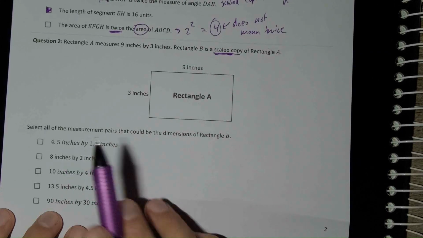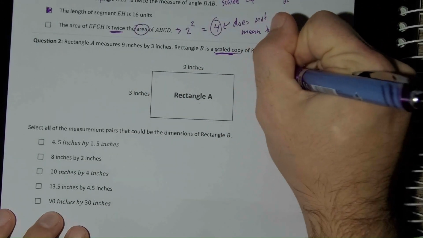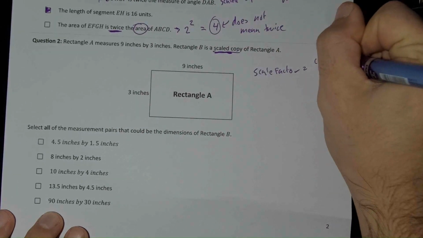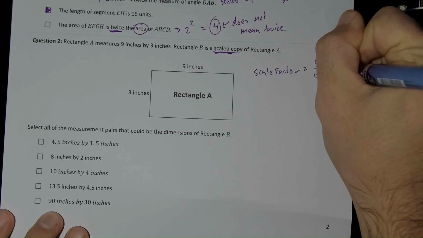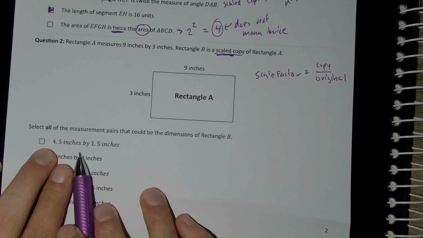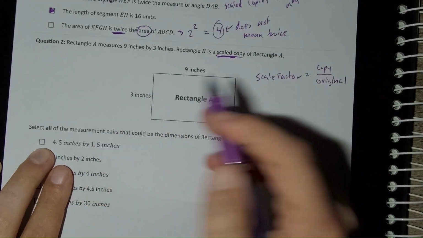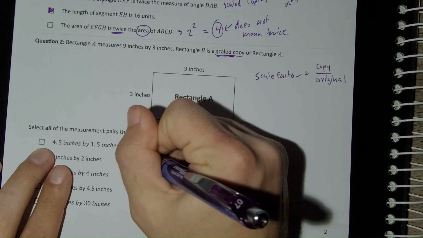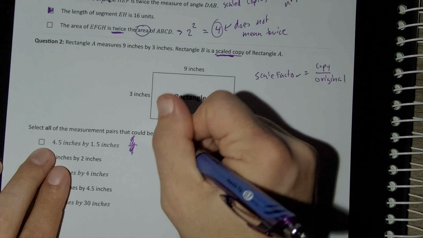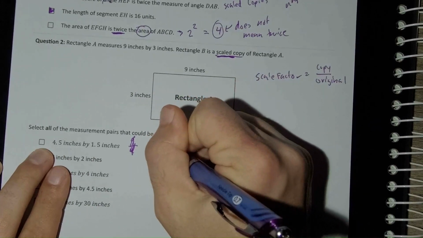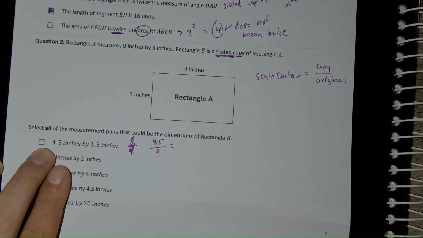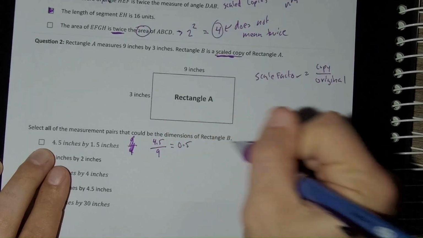Let's see this. Again, our scale factor in this case would be equal to our copy over our original. If I want to do this one here, we have a calculator for this. 9 inches turns to 4 and 5/10 inches. So I would need to put my copy on top and my original on the bottom. 4 and 5/10 divided by 9 just gives us 0 and 5/10.